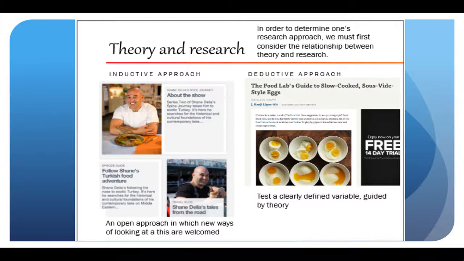theoretical framework. But to start off with, in order to determine your research approach, you need to consider the relationship between theory and research. And on the one hand, this generally speaking falls within 2 camps, if you like. You've got the inductive approach and the deductive approach. Within an inductive approach, you adopt a stance in which you're open to new ways of looking at things. New ways are welcomed, and you as a researcher have a key role.